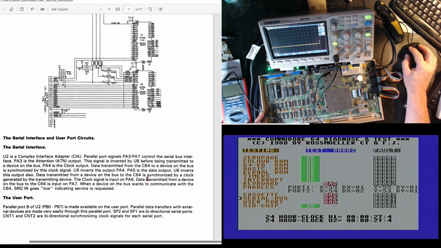So according to this, PA3 is the attention output of the CIA. Signal is inverted, which is obviously what I'm doing here. PA4 is the clock output. That's PA4. So PA3 goes 8 and 9. So we've got 7. So we've got 8 here.